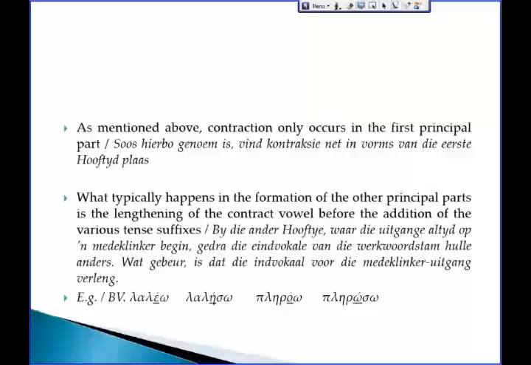Then we have a contraction chart on page 124. I want you to tell me then, how will they look? Let's just apply an example of lalete. Lalete. Are you there?